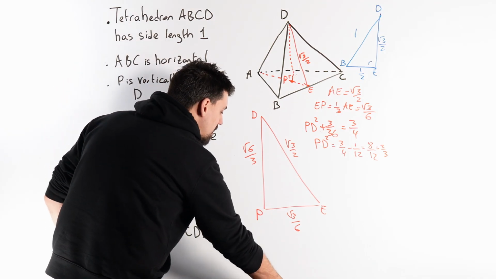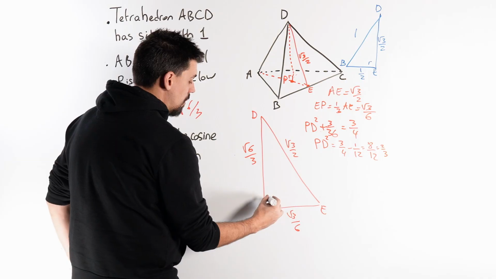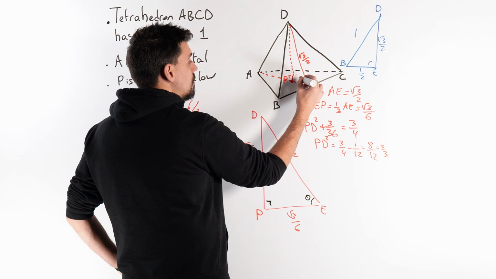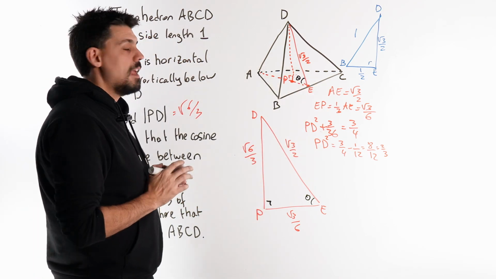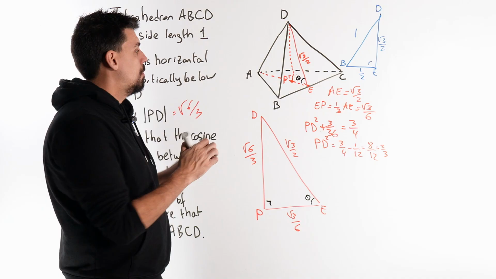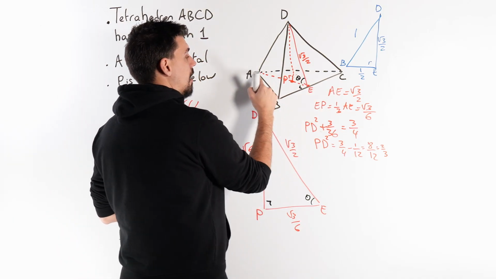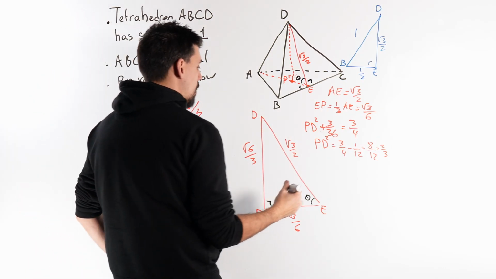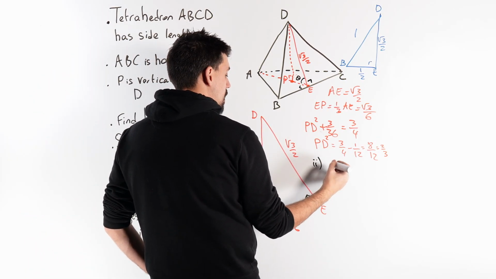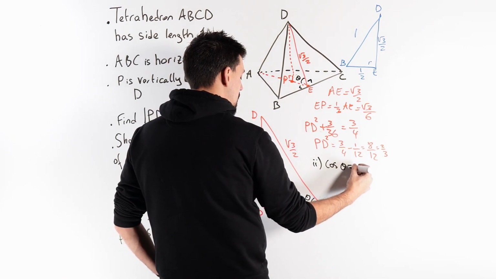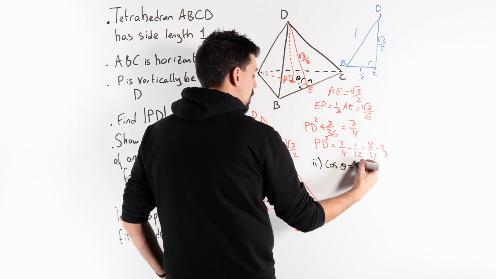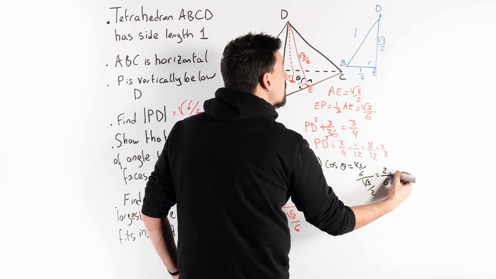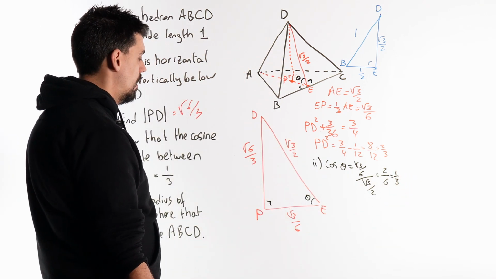The reason I've made this sketch quite big is once you've got this triangle, it's fairly trivial. Now, the angle between two faces is just there. That is the angle between two of the faces. It's because AE is perpendicular to BC, and DE is perpendicular to BC. So part 2, cosine of theta is equal to √3/6 over √3/2, which becomes 2/6, which is 1/3. Hopefully we can see that.